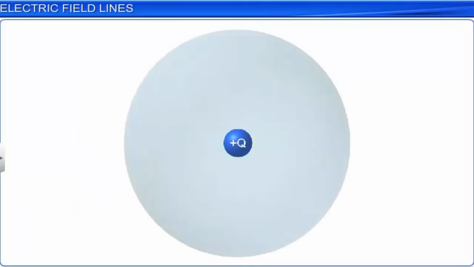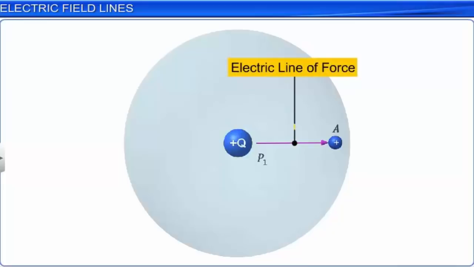Consider a point charge plus Q and its electric field. Let us introduce a unit positive charge at a point P1 in the electric field of Q. As both the source charge and the test charge are positive, this unit positive charge placed at point P1 follows the path P1A in the electric field due to the repulsive force on it exerted by the electric field of the source charge. Thus, path P1A represents an electric line of force or an electric field line. An electric field line represents the path followed by a unit positive charge in an electric field.